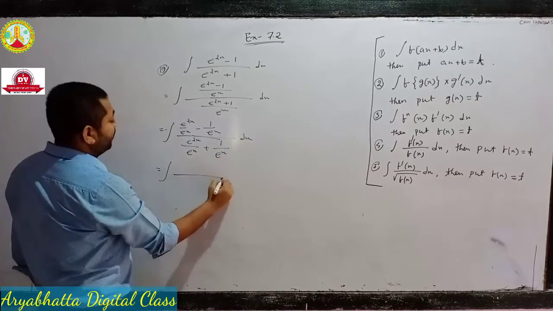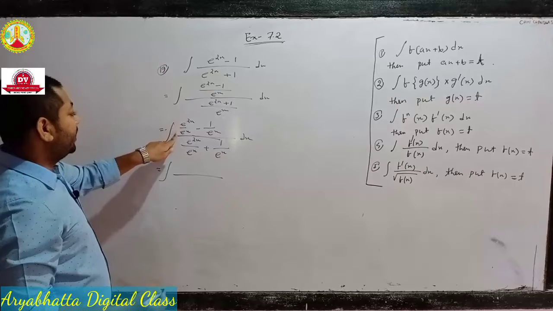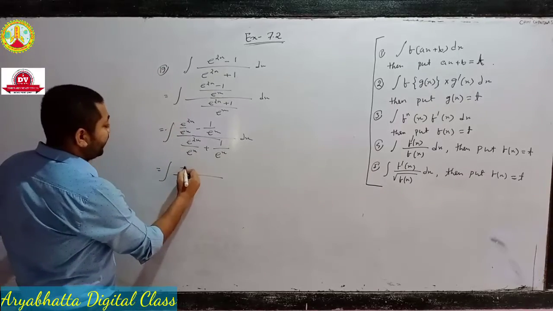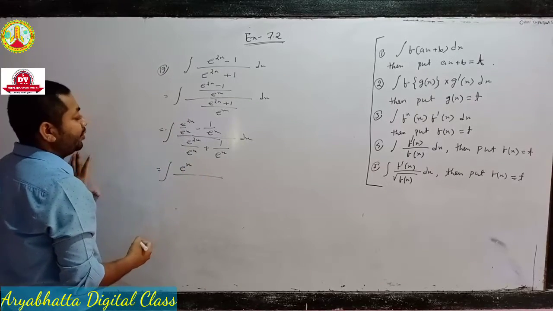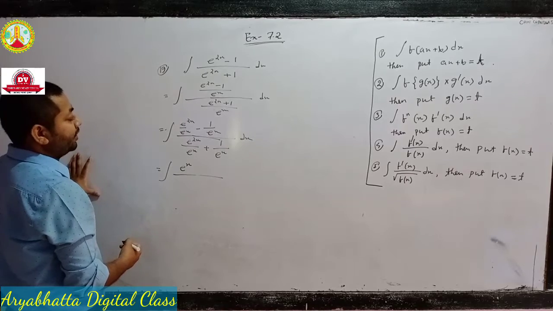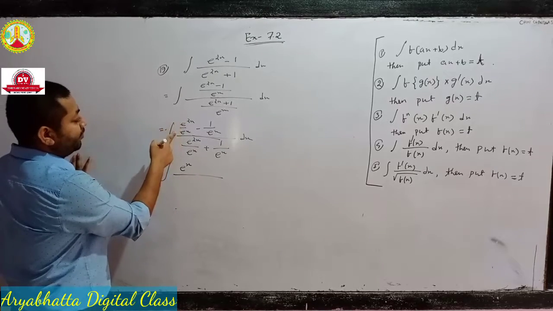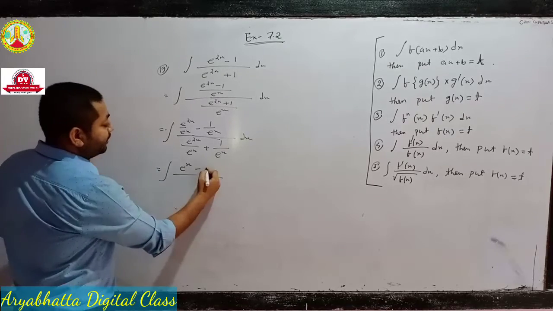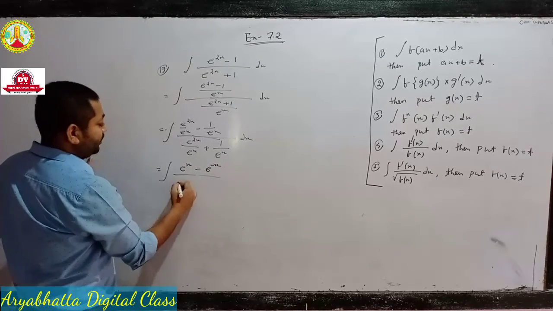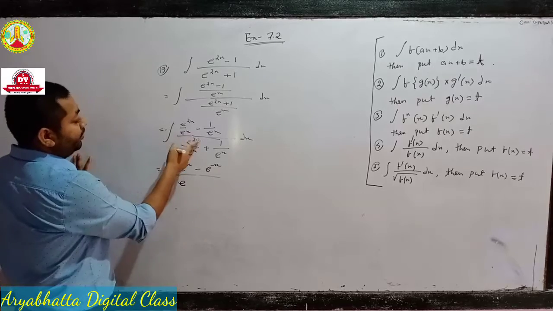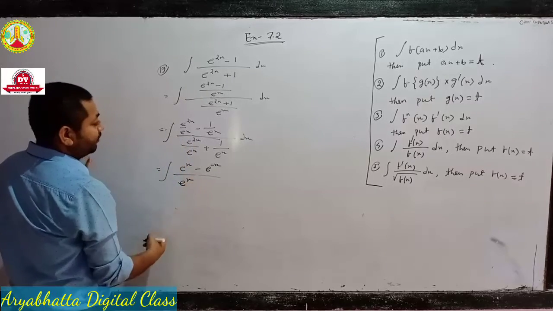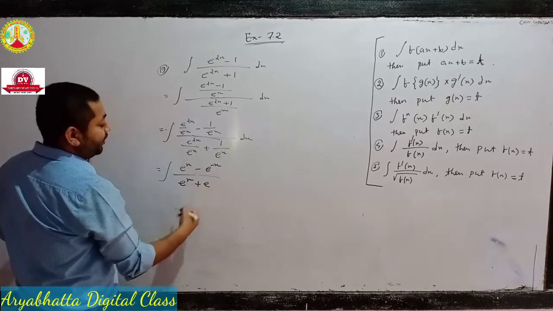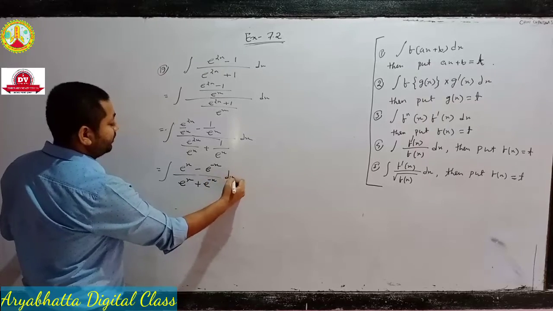Therefore, e to the power 2x divided by e to the power x equals e to the power x. We know that e to the power m divided by e to the power n is equal to e to the power m minus n. Therefore, e to the power 2x divided by e to the power x is equal to e to the power x, and 1 by e to the power x is equal to e to the power minus x. Similarly, e to the power 2x divided by e to the power x is equal to e to the power x, plus 1 by e to the power x is equal to e to the power minus x dx.